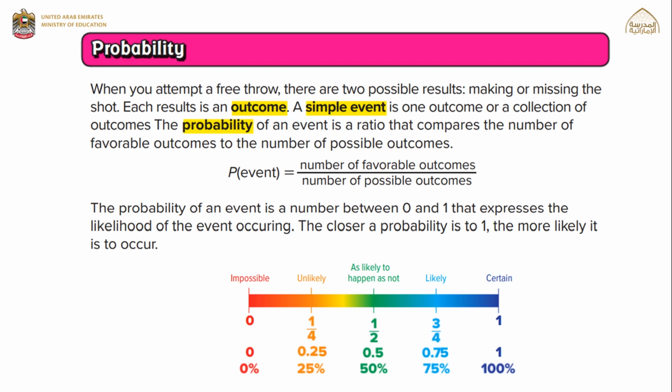The probability of an event is a number between 0 and 1 that expresses the likelihood of the event occurring. The closer the probability is to 1, the more likely the event is to occur. The possibility varies from impossible to certain. 0 represents an impossible event and 1 represents a certain event. As likely to happen as not is 1/2, unlikely is 1/4, and likely is 3/4.